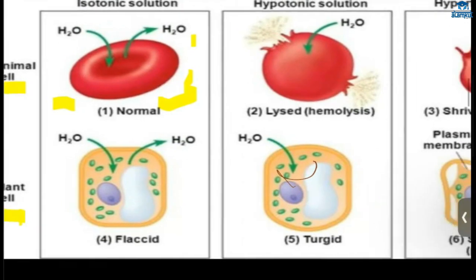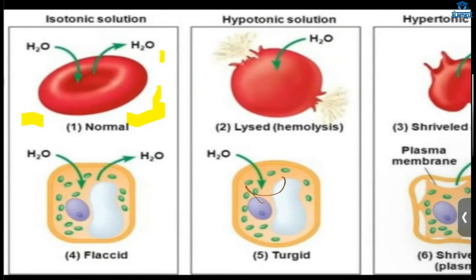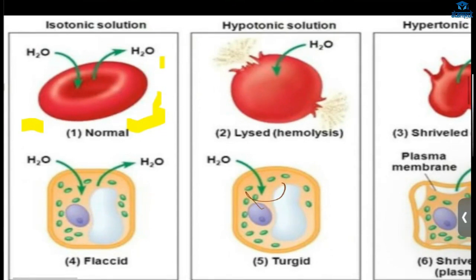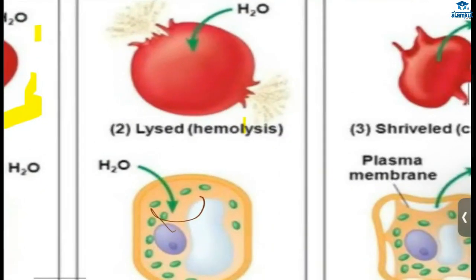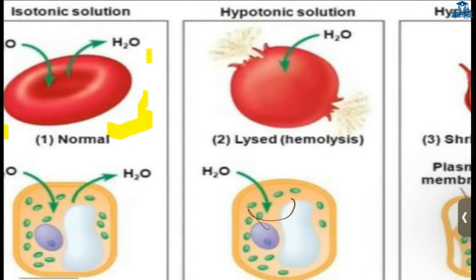Here in the hypotonic solution, the water concentration outside is more than inside the cell. So the water will enter the cell, and in plants the cell won't burst because of the cell wall, whereas in animals it will burst because there is no cell wall. In this type of solution, the solute concentration is less. Here this is a blood cell, and the bursting of that cell is called hemolysis.